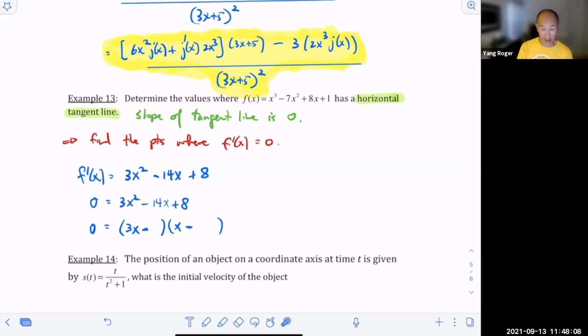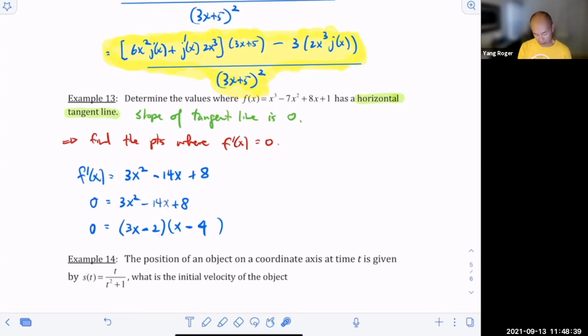So what could work here? Maybe I have a 2 and a 4. So if I put a 2 here and I put a 4 here, maybe this works. Let's just check. The first is 3x squared. The last is positive 8. So those parts work. The outside is negative 12x, and the inside is negative 2x. Negative 12x plus negative 2x is negative 14x.